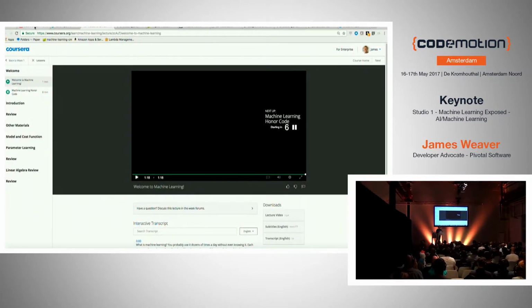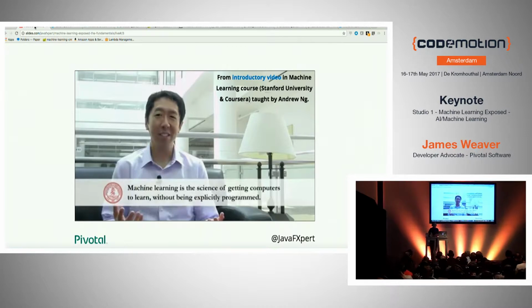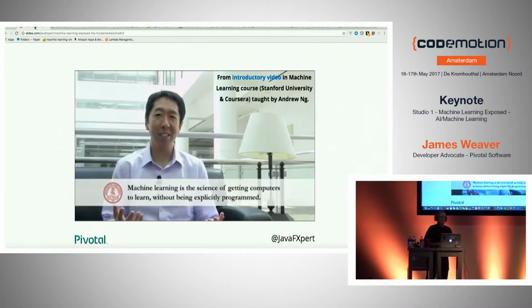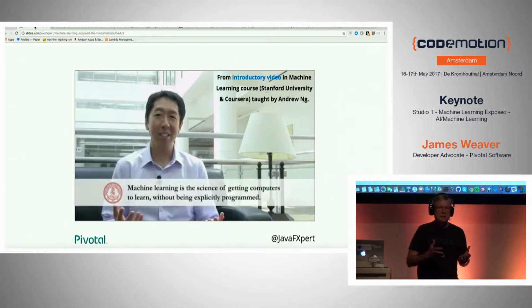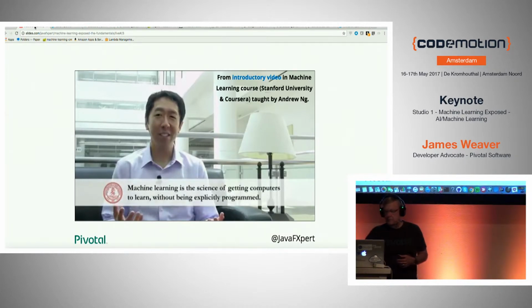So one of the things he said was that machine learning is the science of getting computers to learn without being explicitly programmed. As developers, when we want the machine to do something, we code that. When we want to perform something, we write that in code. But with machine learning, you train a model to learn. So you're actually training the model, and then it learns something and does something, rather than you explicitly programming it to do that.